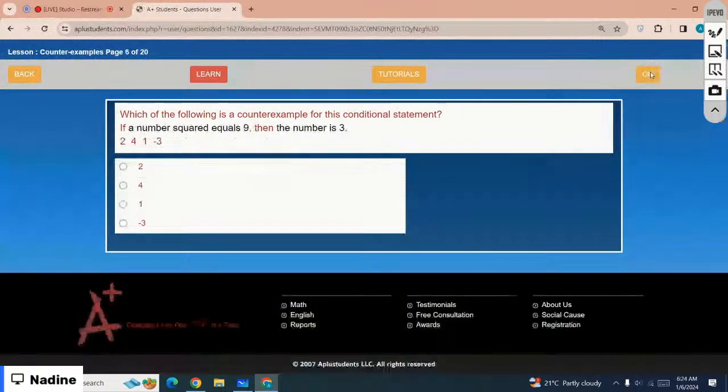Okay, the next example: which of the following is a counterexample for the conditional statement? If a number squared equals 9, then the number is 3. So which is the correct option? The correct option is negative 3, right? Because if you square negative 3, you get 9. That means the hypothesis is true, but the number is not 3. So for a counterexample, the hypothesis must be true and the conclusion is not true, right?